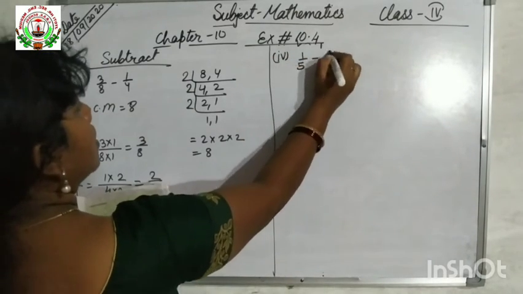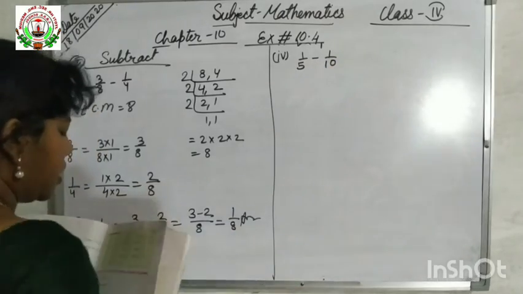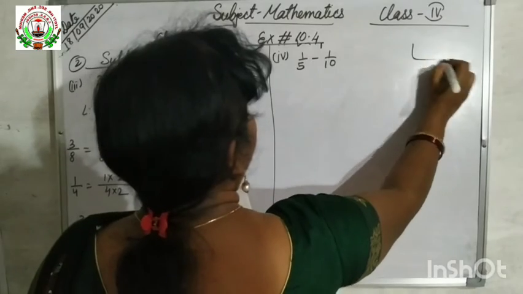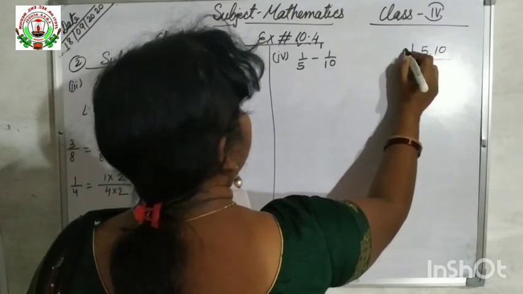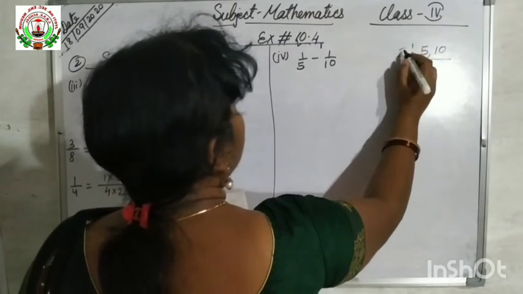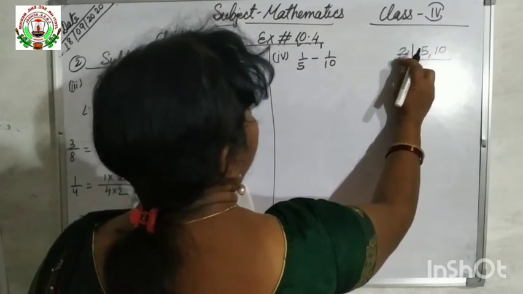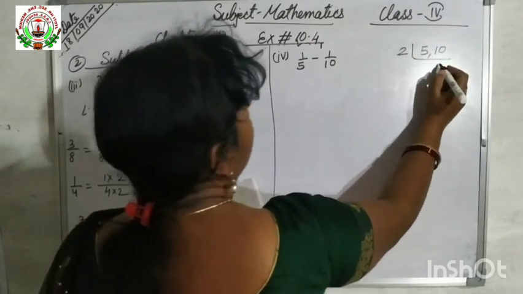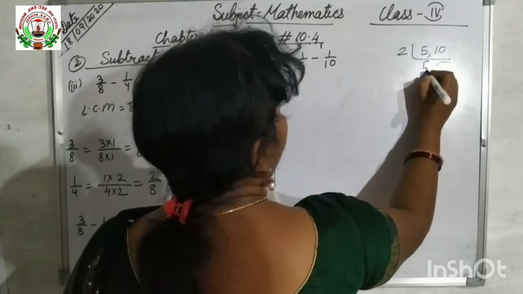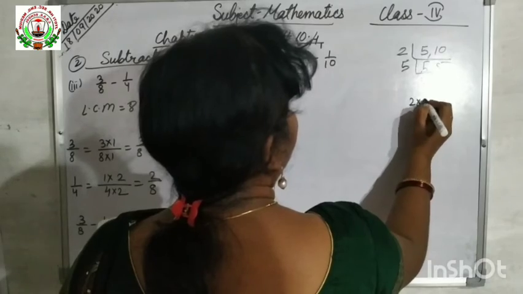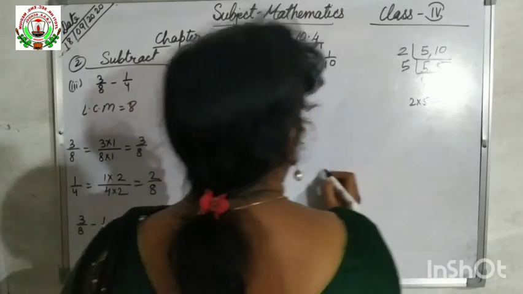1 by 5 minus 1 by 10. Here again 5 and 10. So first we will find out the LCM. 5 is not divisible by 2, 10 is divisible by 2. So 2 5 ja 10, 5 as it is you will write. Then 5 1 ja 5. 2 into 5, that is 10.